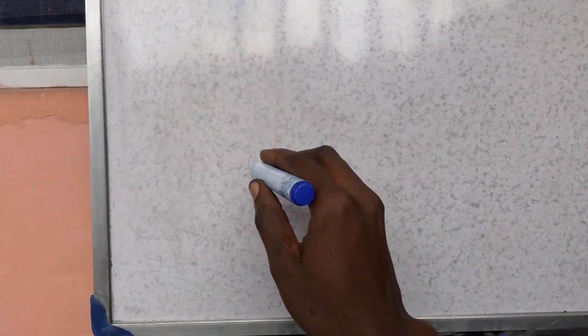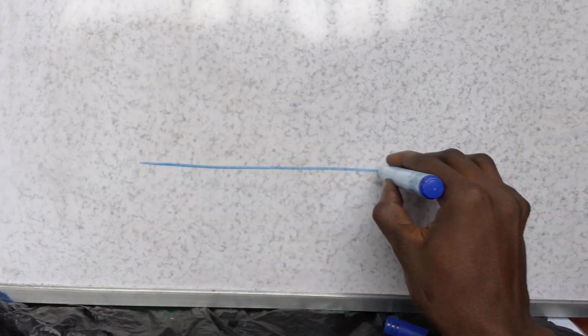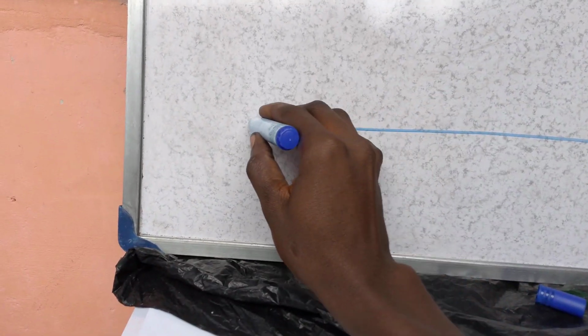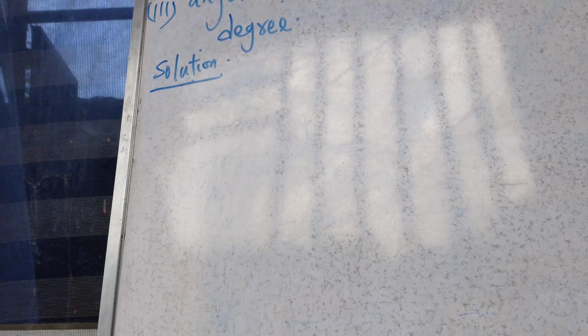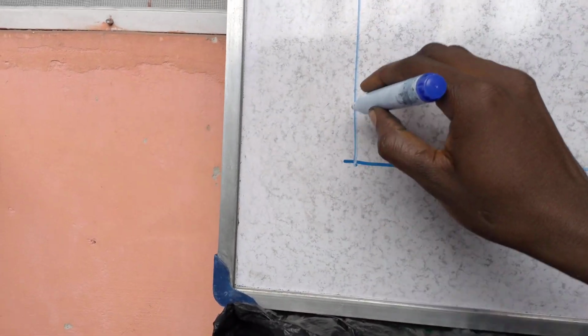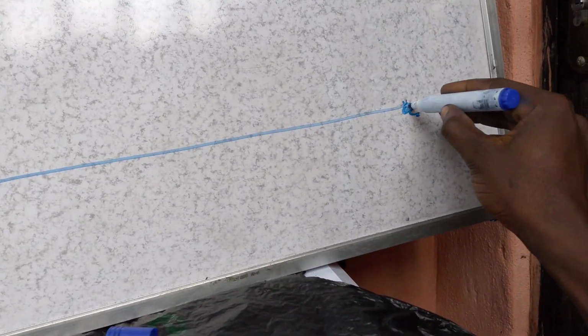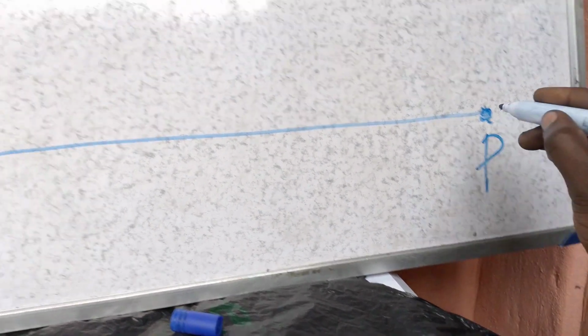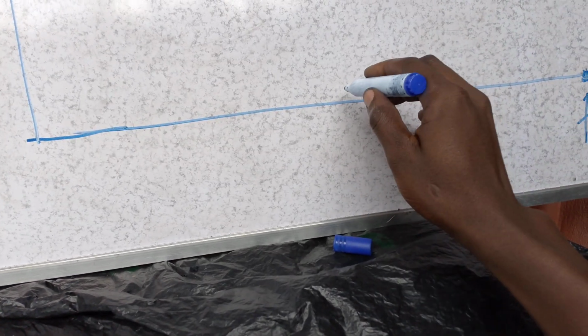First, we'll take the ground level. We are told that the feet of two vertical poles are in line with the point P on the ground. Then it says the smaller pole is between the taller pole and P. So let's assume that the taller pole is here, and this point is point P. Then this is the smaller pole.